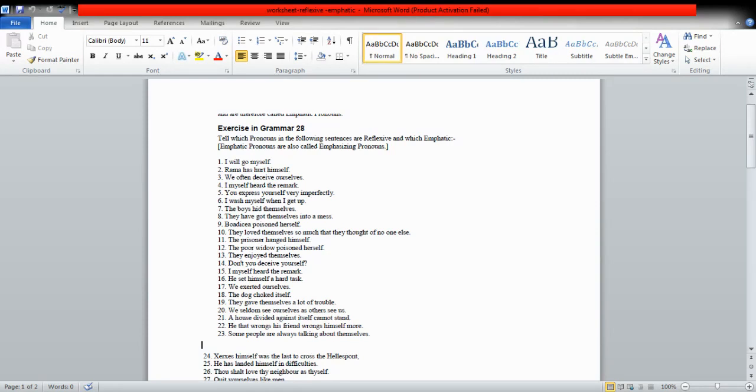So let's start with the worksheet now. Let's start with the first sentence. I will go myself. It means that the meaning of the sentence is I will go by myself. Right? Myself is over here as a reflexive pronoun. Rama has hurt himself. Rama has hurt whom? So himself is acting as an object over here, so it is a reflexive pronoun. We often deceive whom? Ourselves. Again, ourselves is a reflexive.